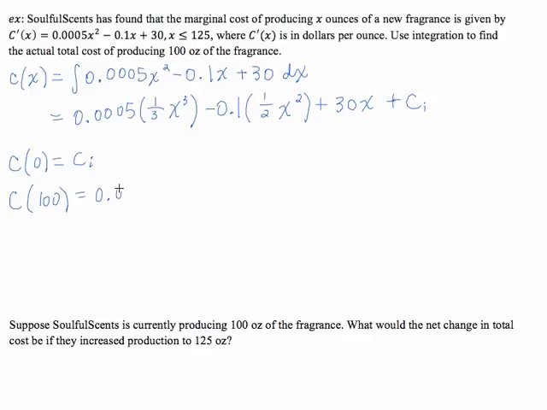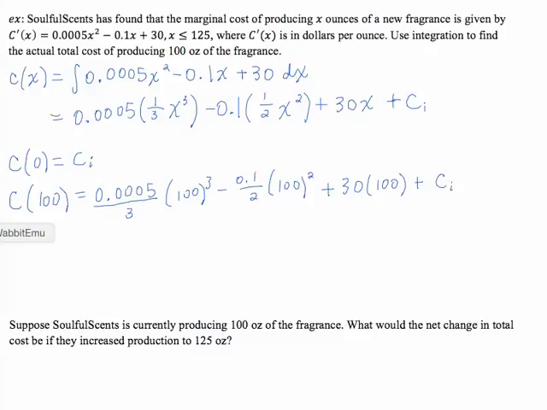And the total cost to produce, let's see, 100 ounces, we're going to need a calculator for this, so it's 0.0005, this 1/3, or times the third I'm going to write as over 3, times 100 cubed minus 0.1 over 2, just combining those two constants there, times 100 squared plus 30 times 100 plus that constant of integration. Let's get a calculator going here and approximate that value. Since this is an applied problem, we'll just go ahead and round to the nearest penny.